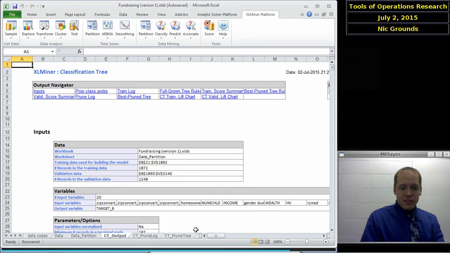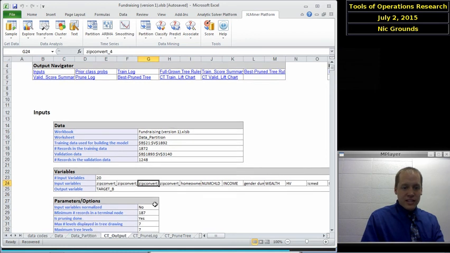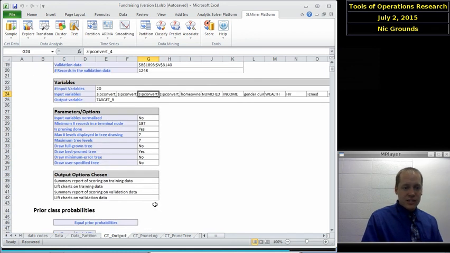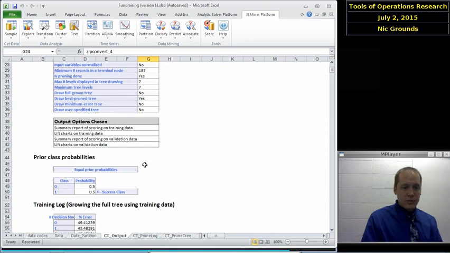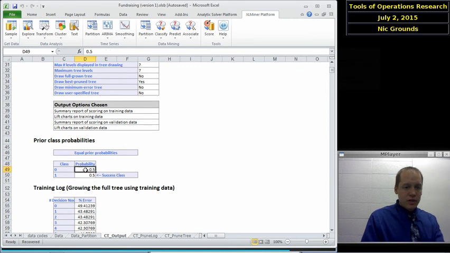Okay, so we did get the classification and regression tree to work. Again, it's going to tell us sort of the options we selected. Let's see if I can get to scroll. So it actually worked out that half of the people donated and half of the people didn't donate.